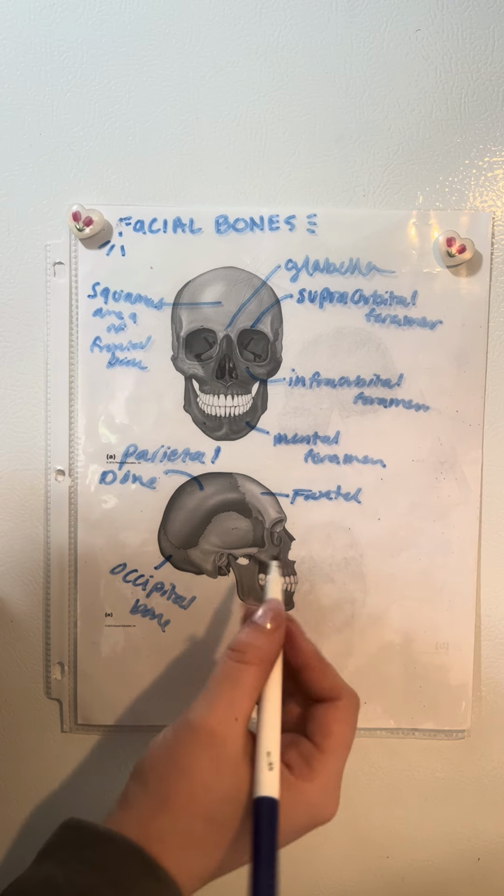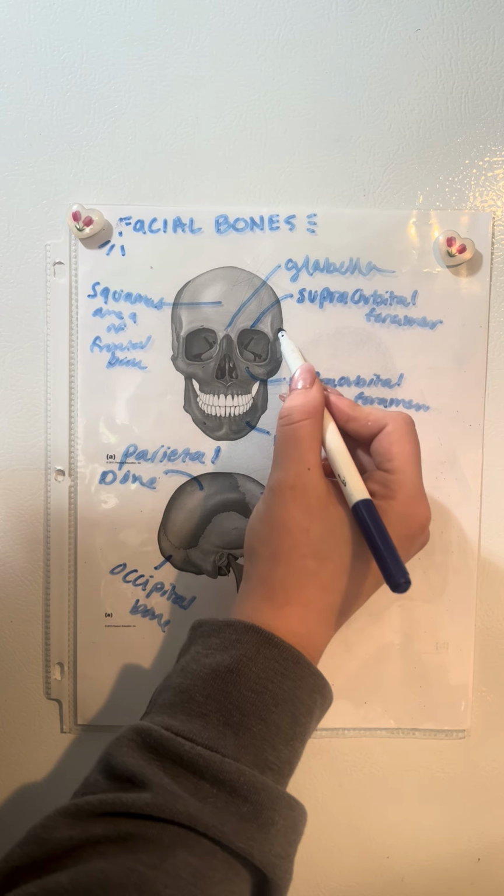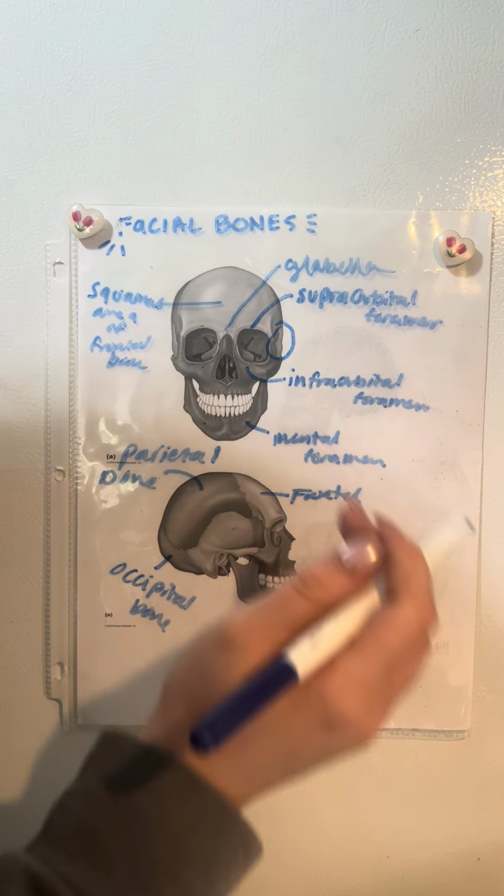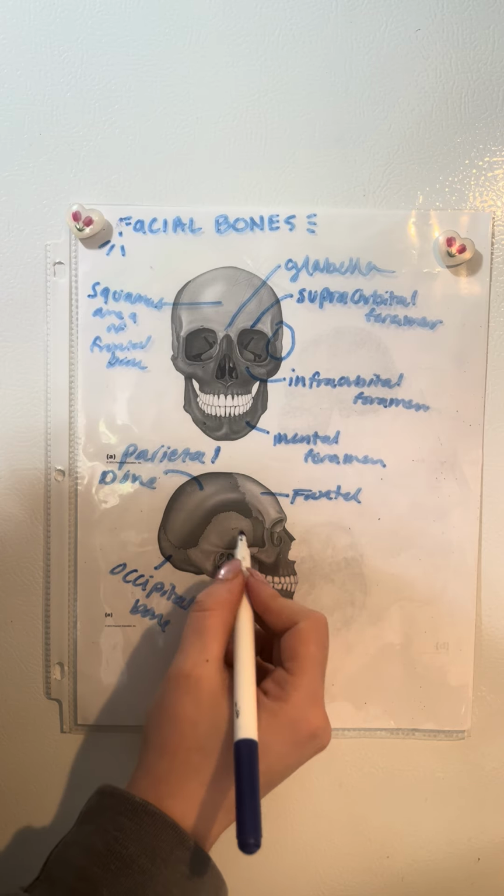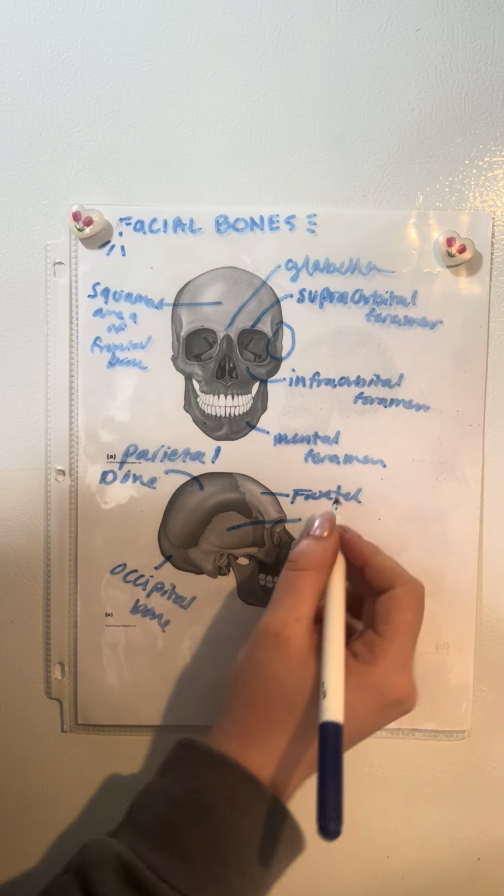And then here we have this, we did see the temporal bone in this part, this front view here, but this is a really good view of the temporal bone right here.